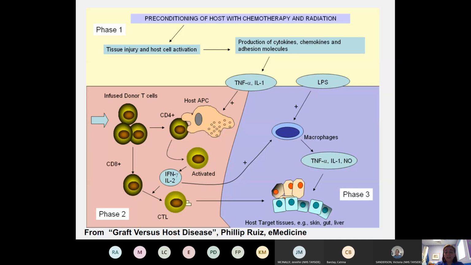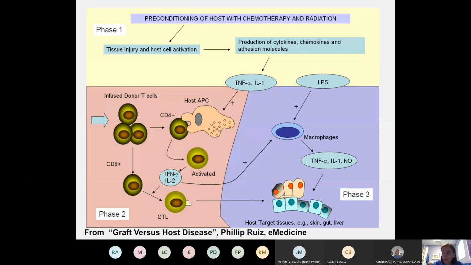Those cytotoxic T lymphocytes have been primed up by the presentation of damaged epithelium, for example, to go and target epithelium, to get in circulation and target epithelium in the gut, for example. So you'll get ongoing gut damage that's been propagated by the stimulation of infused donor T cells.